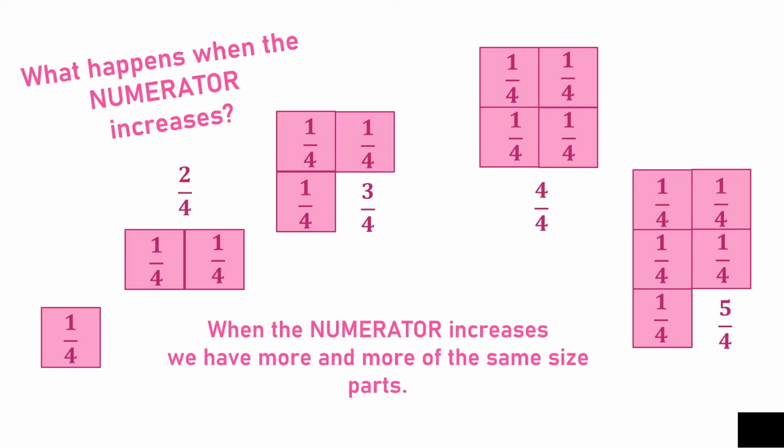Now let's look at this number at the top of the fraction, the numerator. The numerator tells us how many of the equal parts we have. Here we're looking at a unit divided into fourths, and we have 1 of them, 2 of them, 3 of them, 4 of them, and even 5 of them. We see that when the numerator increases, we have more and more of the same size parts.